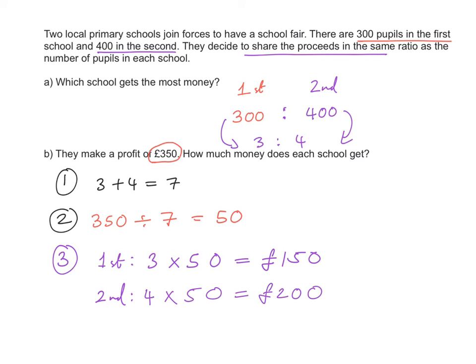And as you can see, the second school gets more. And to check that we haven't made a mistake, do these amounts total to the amount that we have here? Yes, it does. It totals to £350. That's how we know that we haven't made a mistake.